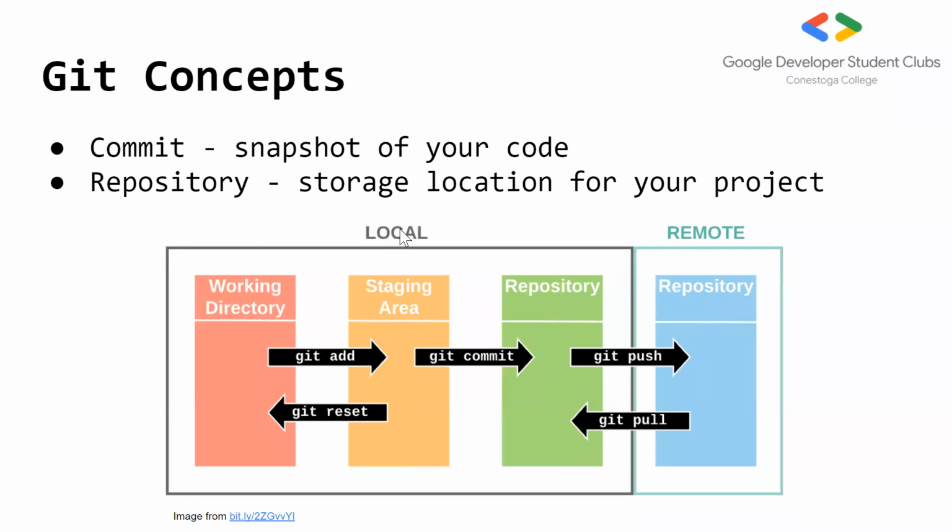Yeah, and remote. So there are two types of repositories, local and remote. So local means it is on your machine, on your computer locally, right? So on your laptop, on your desktop, whatever. Remote means it's on the internet, so it's accessible.